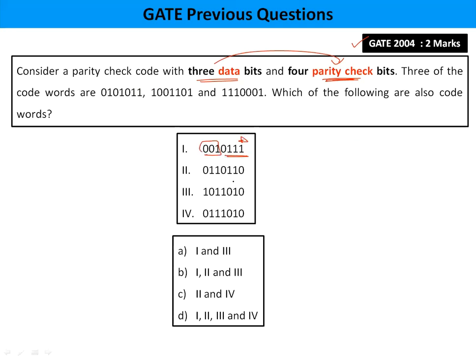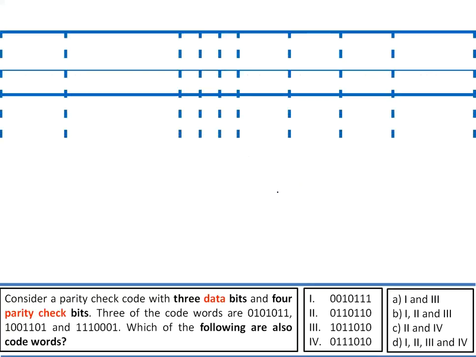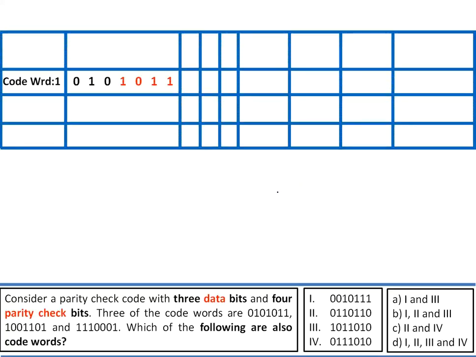What is the combination you have to check? 3 of the valid code words are given. They are asking which of the following are the code words. First, you have to know the combination of parity bits. It's a very long back question, guys. I don't know which textbook they refer to, but I understood the concept. Data bits and parity bits: these 3 are data bits, these 4 are parity bits.